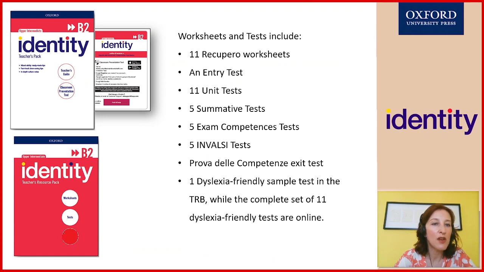Let's take a quick look at the other components. So we have, again, the teacher's pack and the teacher's resource pack. Okay, and these are similar to the biennial levels as well. Here you can see a list of different tests and worksheets that we have for the B2 level. They're all pretty much the same as the biennial levels. The only difference is that you have 5 exam competencies tests and 5 Invalsi tests included in the teacher's resource pack. And again, just like the biennial levels, you have 1 dyslexia-friendly sample test in the print teacher's resource book, while the complete set of 11 dyslexia-friendly tests are online.